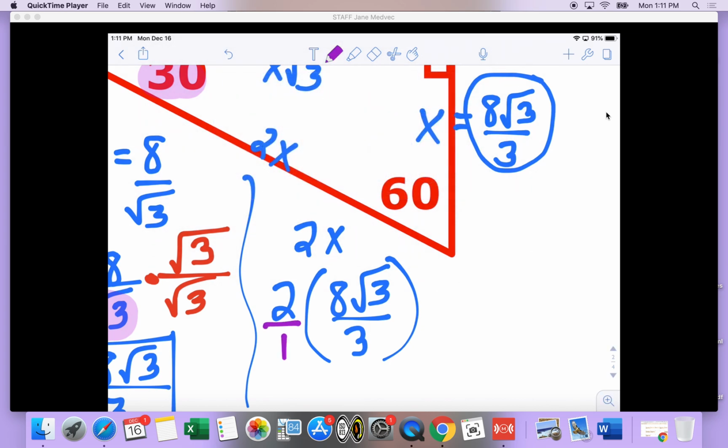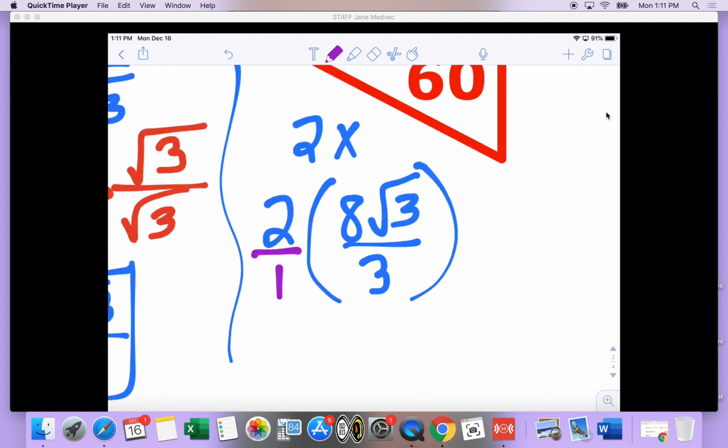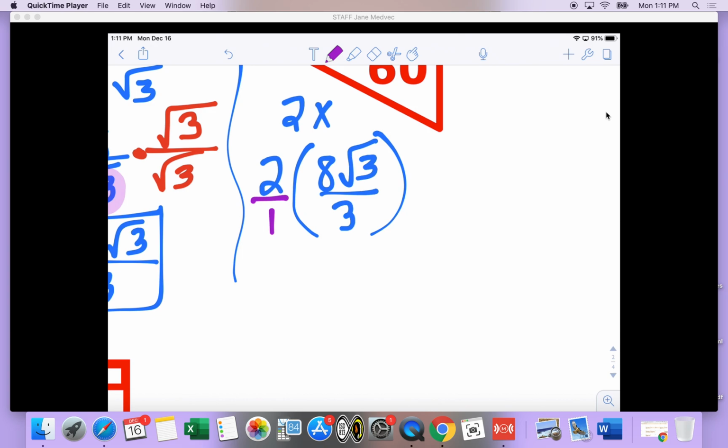Okay, now something that you can do on that, if you get a little confused, this 2 is like 2 over 1. And you're going to multiply across. So I'm going to go 2 times 8 gives me 16 root 3. So I multiply across. Notice I multiply 2 times 8, and I leave the root 3 by itself because everything is outside that square root. And then my denominator is, what's my denominator? 1 times 3 is 3.